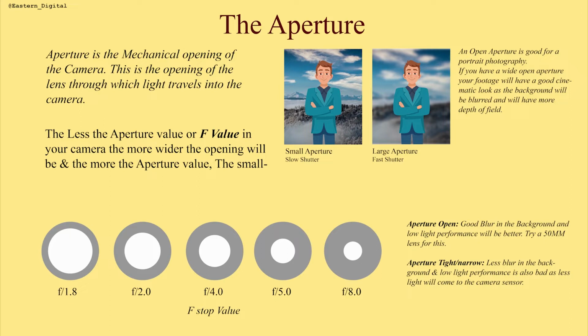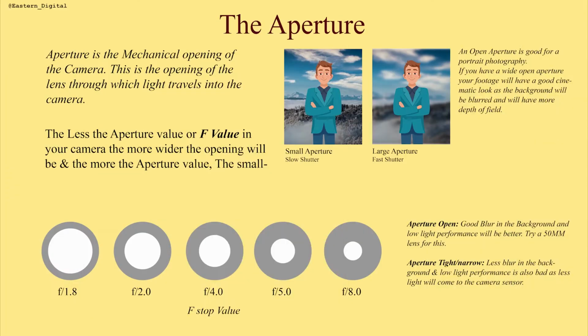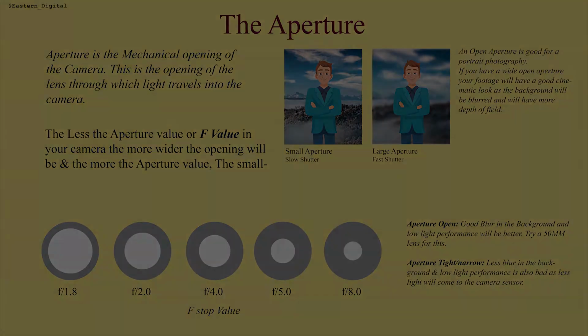As we have finished the first part of the exposure triangle, which is the aperture, now it's time to move on to the second one, which is the ISO. So let's move on to the next one.